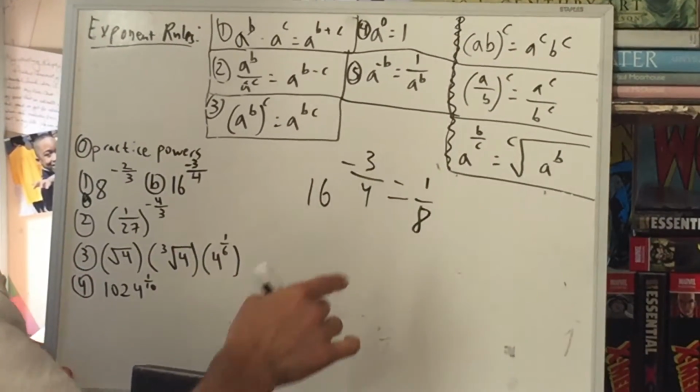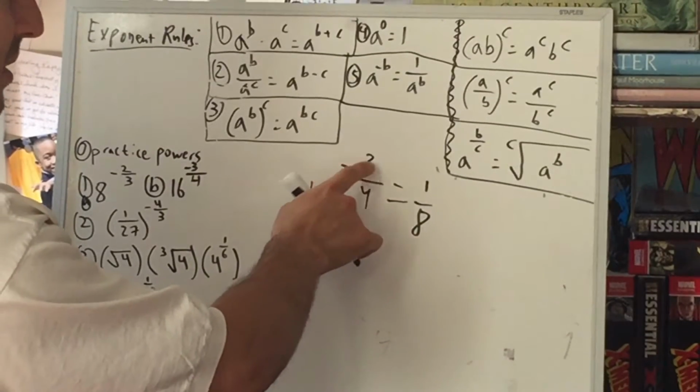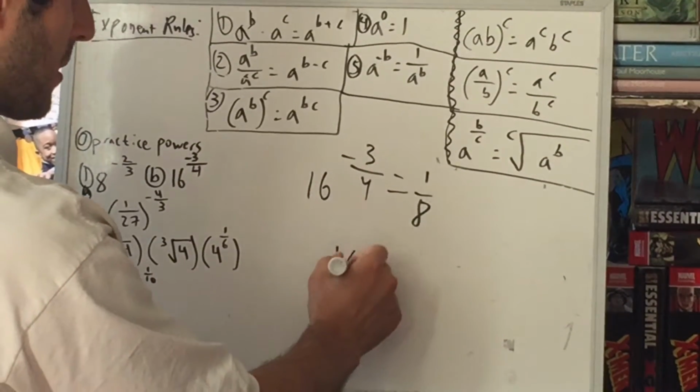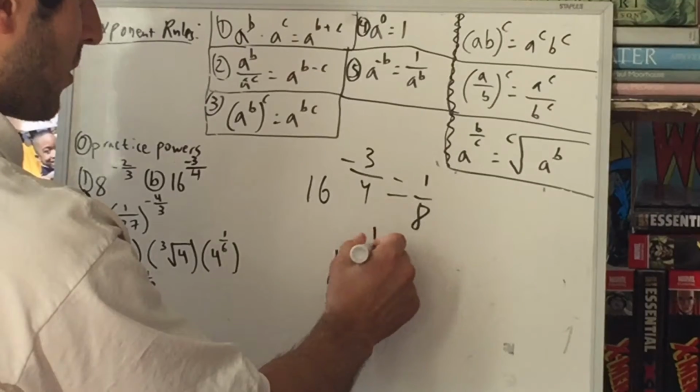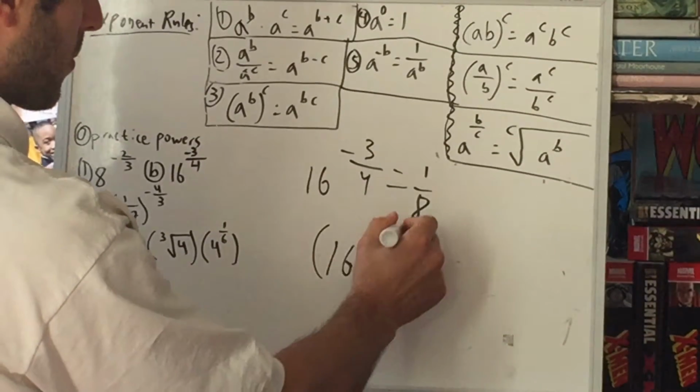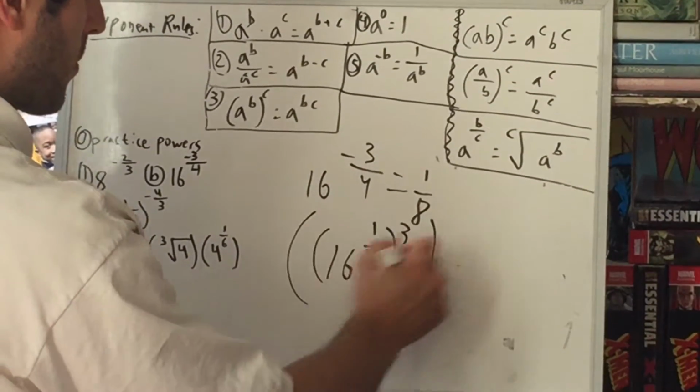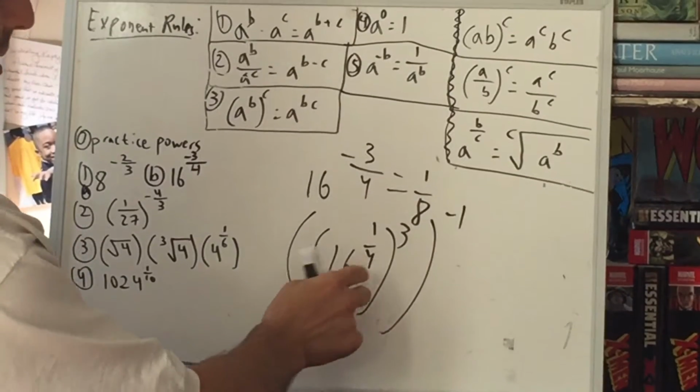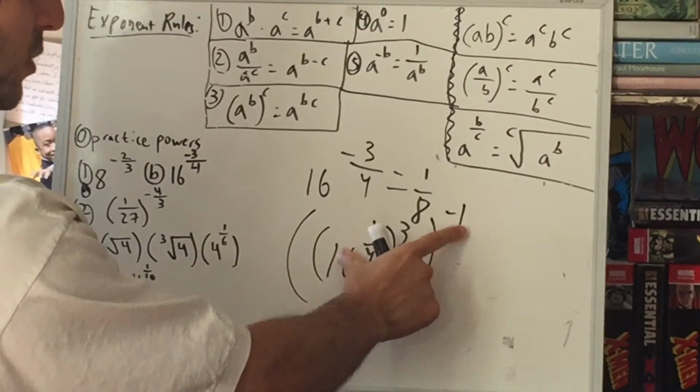So if that was a little too fast, try applying each of these operations by themselves in this order. So that's what we did. This was 2, that was 8, that's 1/8.